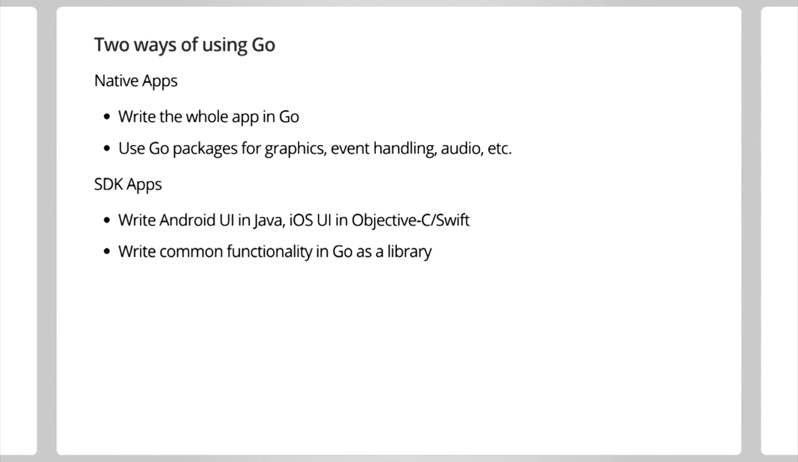So the SDK app, the second one, is actually the solution for that. You write the Android UI in Java, or the iOS UI in Objective-C or Swift, and then you can write the common interesting features in Go and use it as a library. I will describe each one in more detail later. First, let's start with the native Go app. So you write everything in Go.